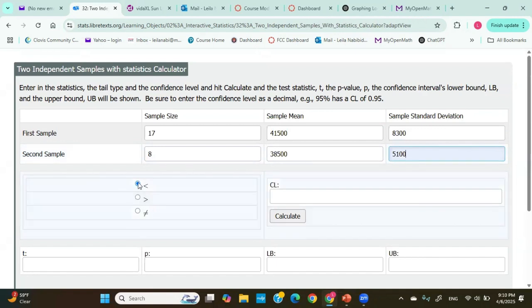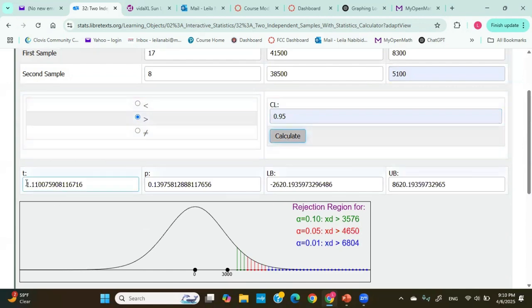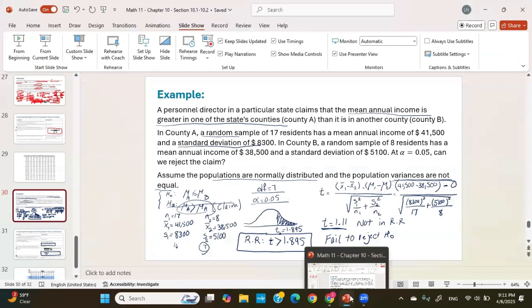Now I need to choose the claim. The claim says greater than. So since the claim says greater than, I'm going to choose this notation. And it's asking me, what's the confidence level? You know that in a hypothesis test, we always use the significance level, which is 1 minus the confidence level. So if alpha is 5%, that means the confidence level is 0.95. So make sure to type 0.95. And then press calculate. It gives you the t-value, which is 1.11. And you see that we also found 1.11 here.